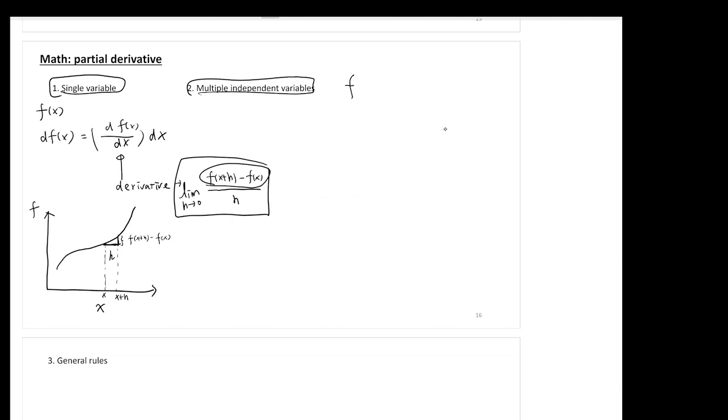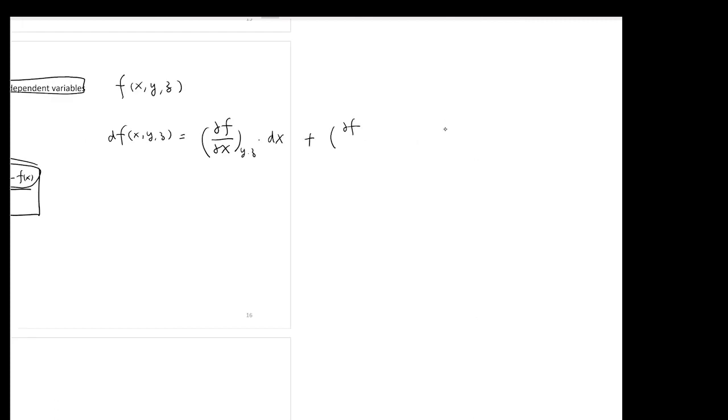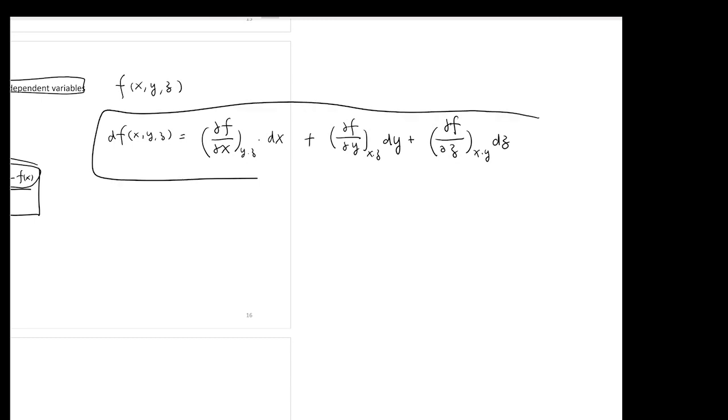Let's say your function f right now is a function of x, y, and z. Then your df will equal partial f, partial x at constant y, z times your dx, plus partial f, partial y at constant x and z times your dy, plus partial f, partial z at constant x and y times dz. So this is also called the partial derivative.